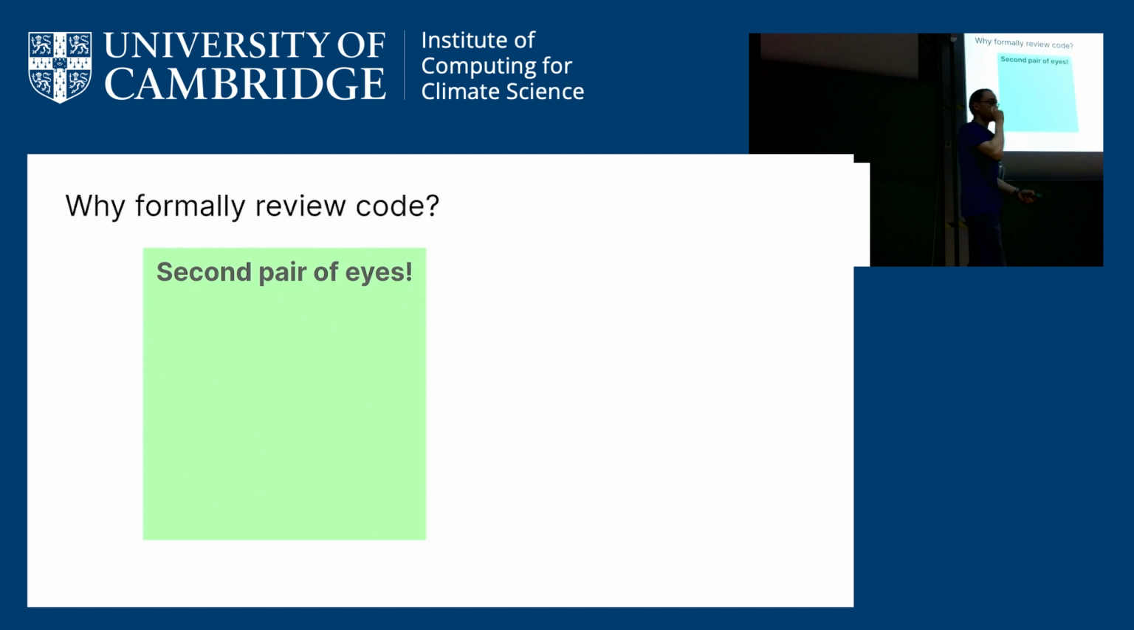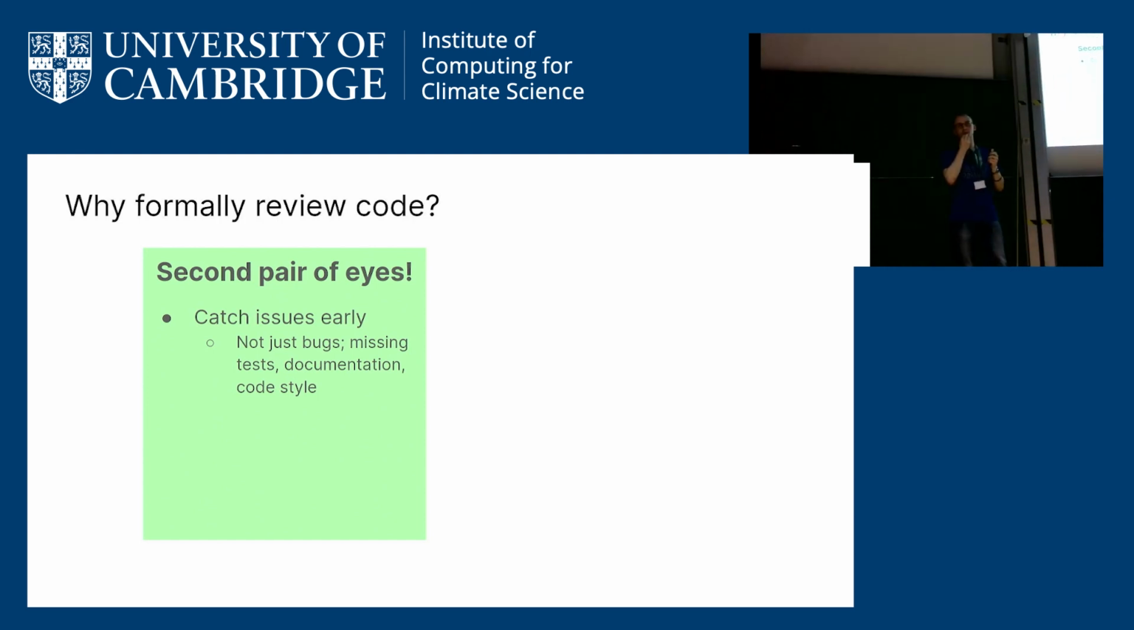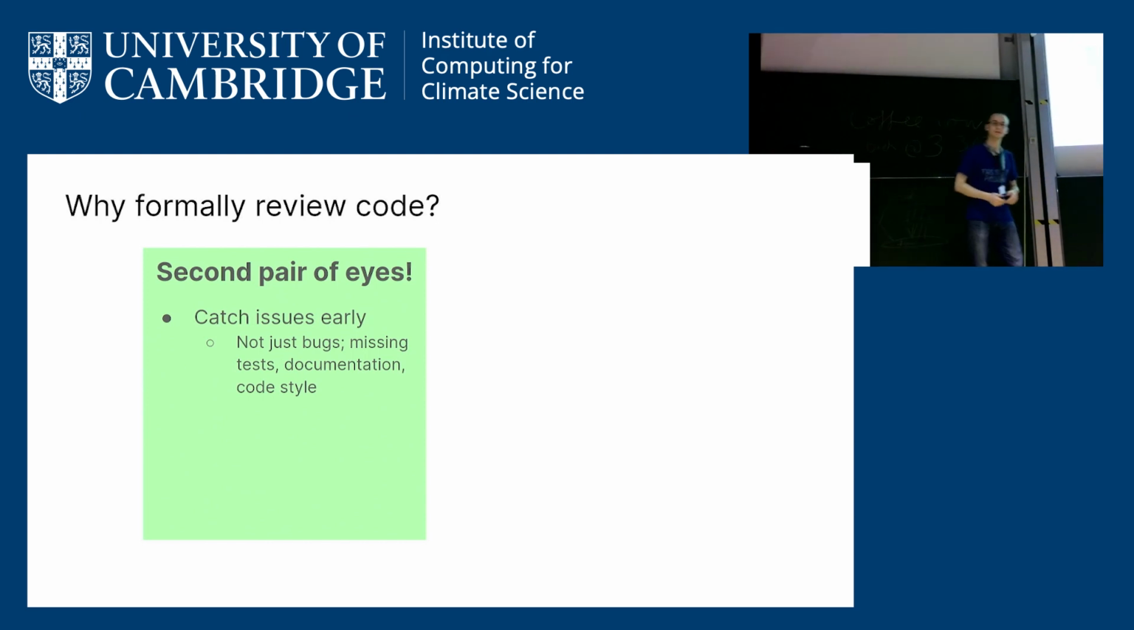I'm making it sound like a bad thing so far, but the big case, especially if you're working on something that's highly collaborative, is having a second pair of eyes on everything that goes into your repository, into your project. You will catch issues much earlier. This isn't really talking so much about bugs, because there are many other project issues that may arise if you don't vet changes a bit.